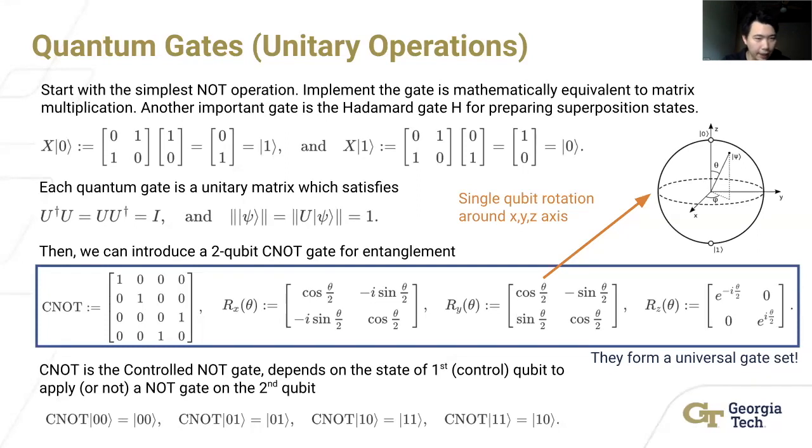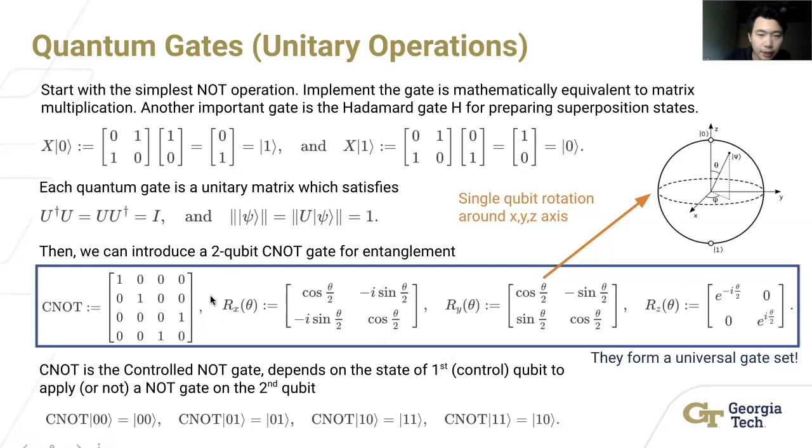That's the single qubit gate. And for 2 qubit gates, people usually work with something called CNOT. It's the control NOT gate. Depending on the state of the first qubit, you will either apply or not apply a NOT gate on the second qubit. So it has the matrix form like this.